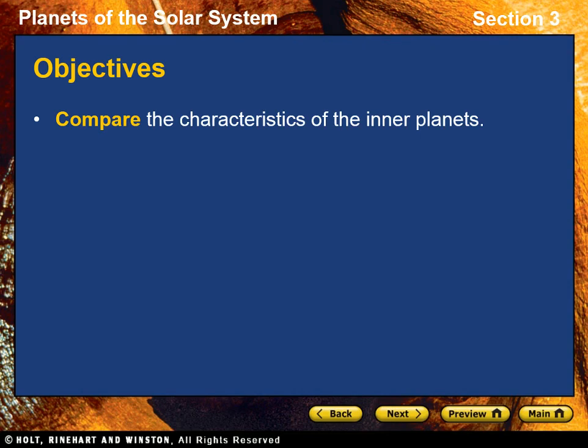This objective will be covered in 3 parts. In this Part 2 video, you should start to be able to compare the characteristics of the inner planets.